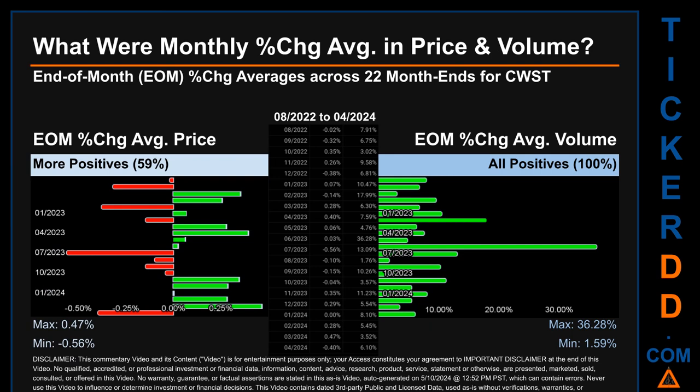Price saw an end-of-month max of 0.47% in average percentage change, along with a minimum of -0.56%. For volume, the maximum and the minimum monthly percentage change were respectively 36.28% and 1.59%.